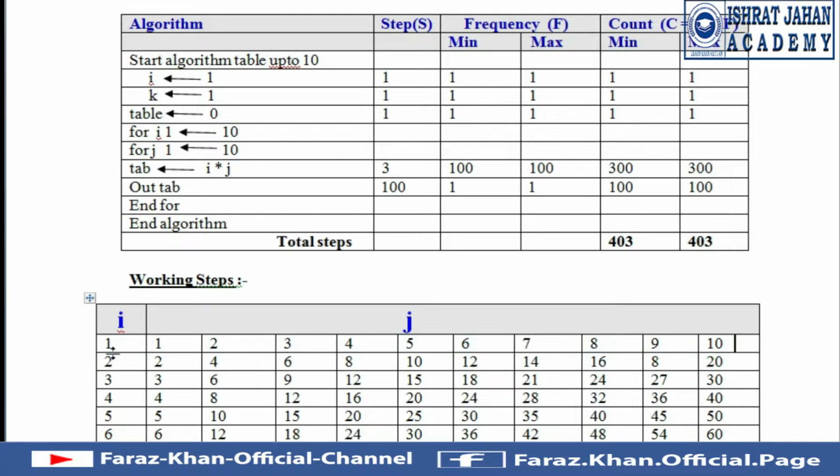Then the value of I will become 2. And then again 2 will go through all the values of j. The value of I is 2 and the value of j is 1. 2 multiplied by 1, 2. The value of I is 2, the value of j is 2. 2 multiplied by 2, 4 here, right? The value of I is 2 and the value of j is 3. So 2 multiplied by 3, 6. The value of I is 2, the value of j is 4. 4 multiplied by 2, 8. So when the value of I, which is 2, goes through all the values of j, the second row will be completed and so on.